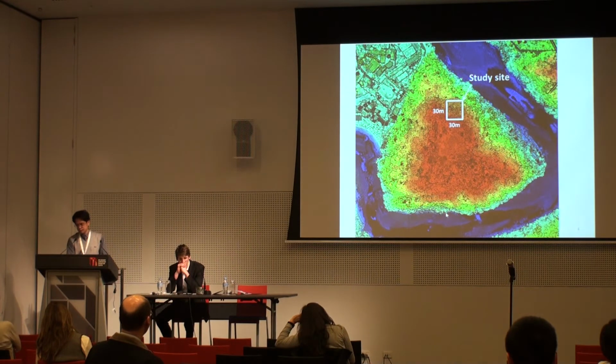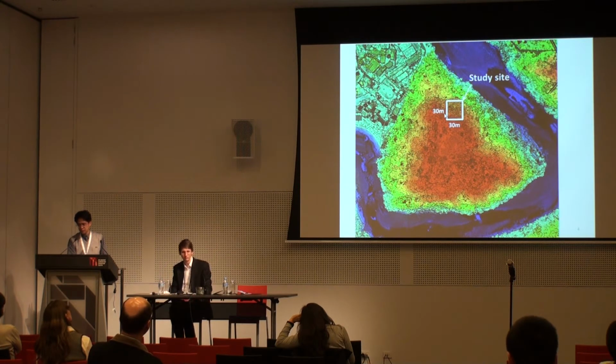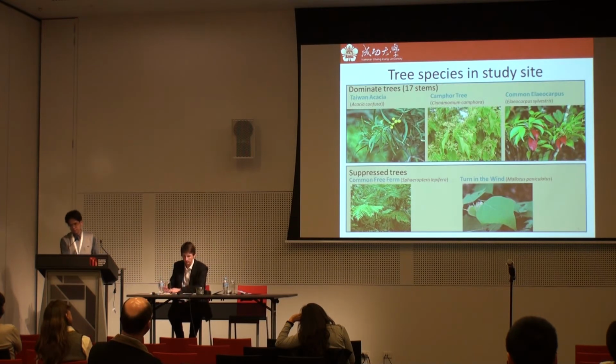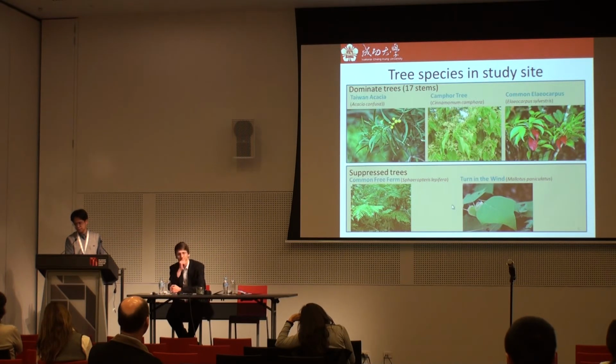Then here, that's the point cloud of this study area. But for now, we are only looking at this study site. This is a 30 meter by 30 meter area where we have ground truth data. For this particular ground study site, we have the dominant trees as Taiwan cassia, camphor tree, and common Inolan coppice, and we have other suppressed trees such as common tree fern and turning the wind. We have those trees here.